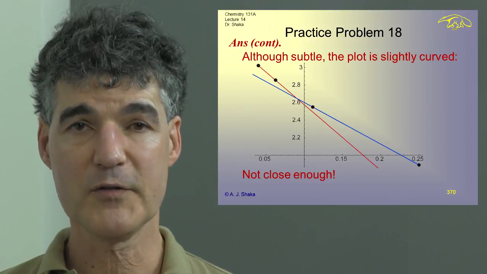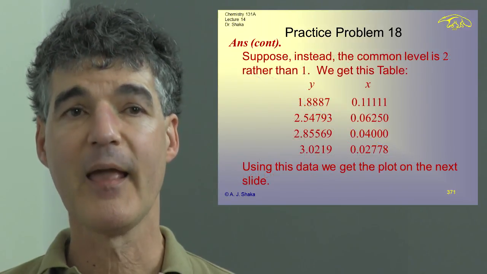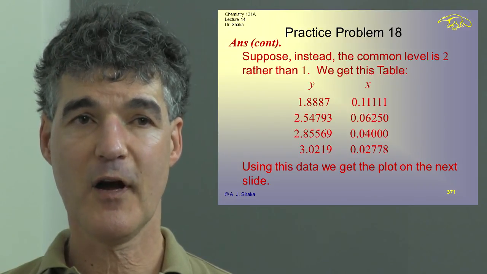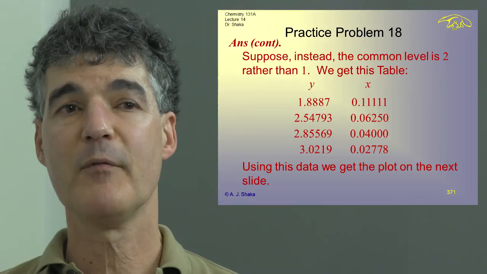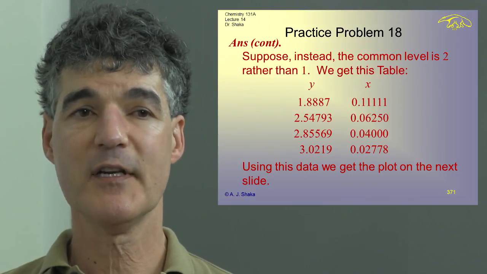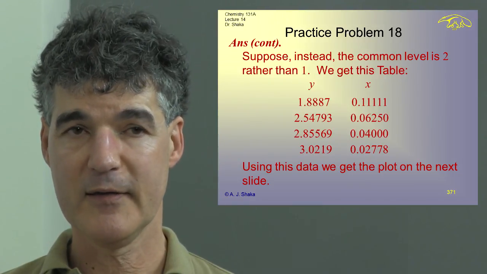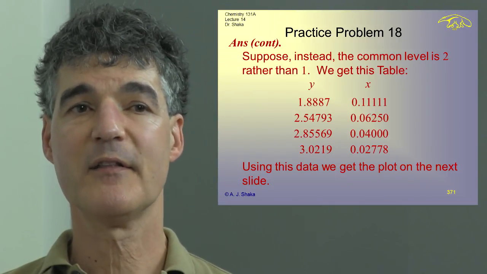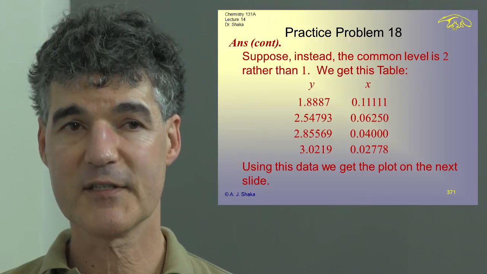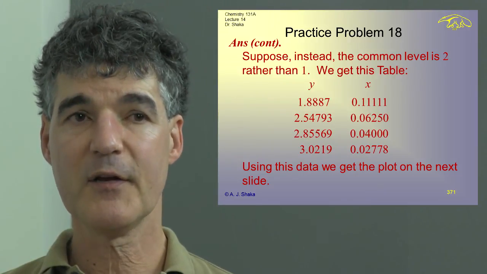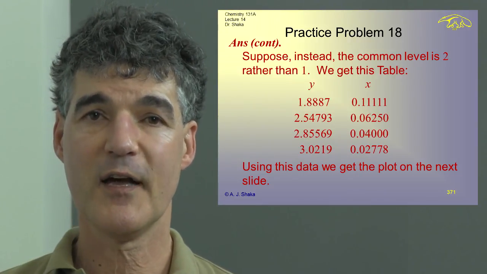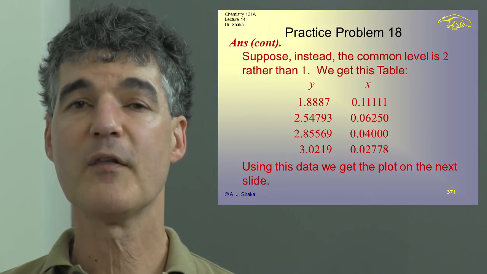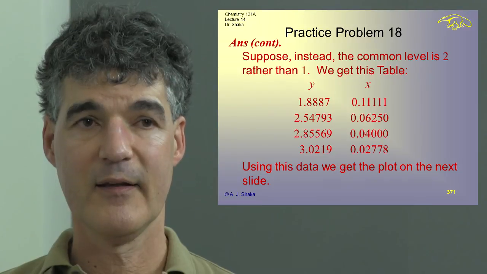So this is not close enough. If we assume the next level up, n equals 2 for the common level, and then we have 3, 4, 5, and 6 for nk squared, then we get 1/9, 1/16, 1/25, 1/36. We put those values in and we get this table that I've shown on slide 371. And using this data, we get the plot on the next slide.